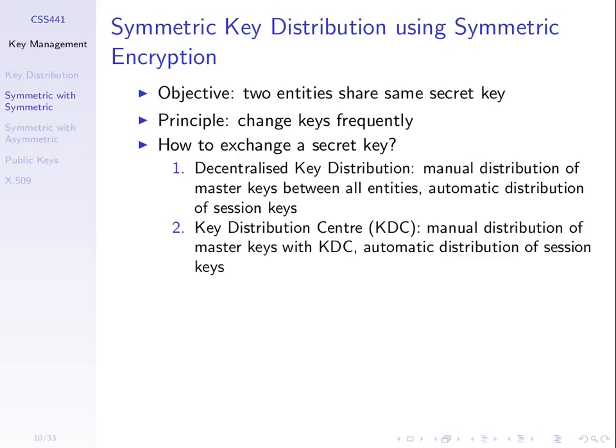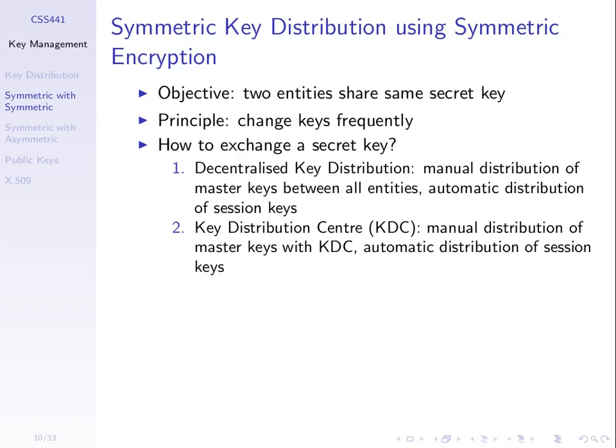So we'll see two approaches we'll go through on the next few slides. First, a decentralized key distribution, where we manually exchange master keys. So the human goes up and programs in master keys, does that once, and then when we want to encrypt the data, we don't use the master key, but we generate a session key, a second key, and exchange that session key automatically. That is, we send the session key across the network. To send anything across the network, it must be encrypted. We encrypt it using the master key. So it will be manual exchange or distribution of master keys and then automatic distribution of session keys.